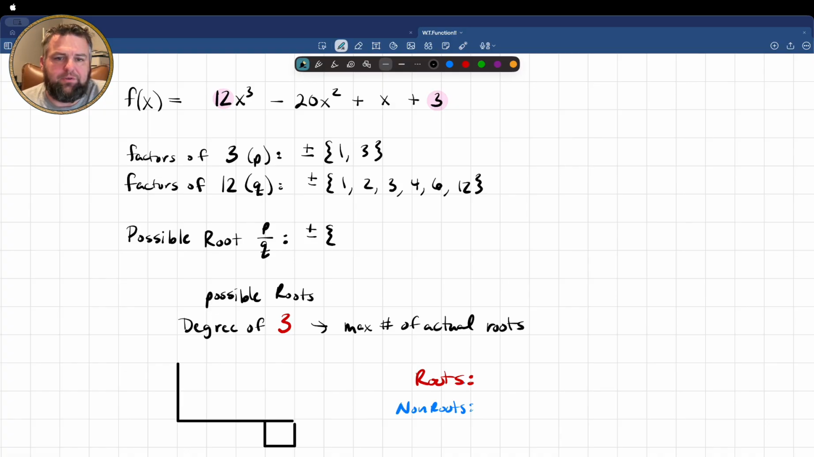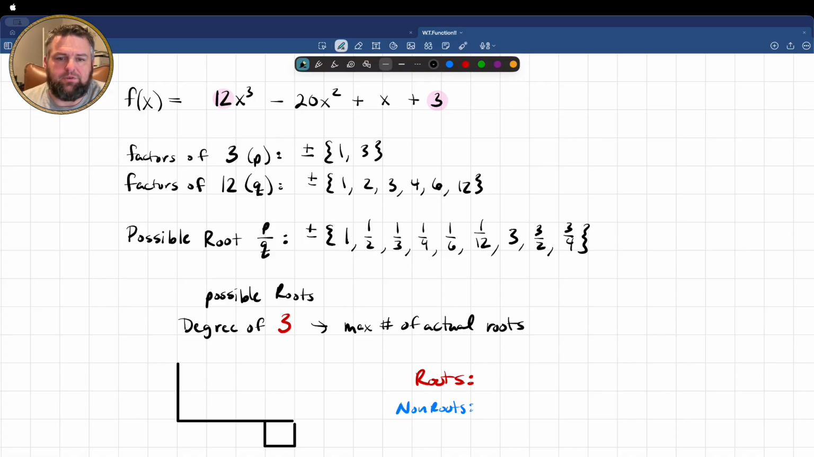So the possible roots are going to be all of these, positive and negative as well. We're going to take p over q, so it'll be 1 over 1, 1 over 2, 1 over 3, 4, 6, and 12. And then we're going to take 3 over 1, 3 over 2, 3 over 3, which is 1, we're good. 3 over 4, 3 over 6, which is 1/2, and then 3 over 12, which is 1/4. So we are actually good here. This is all of the possible roots that we're going to have.